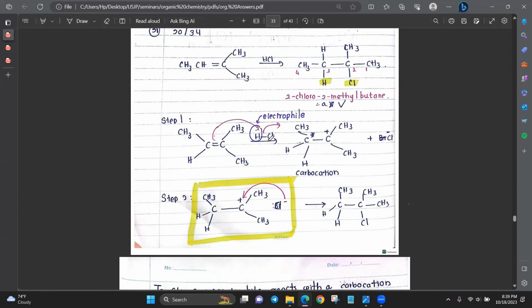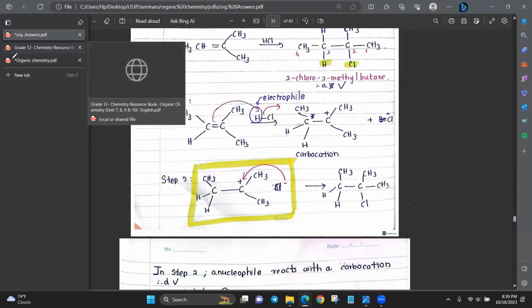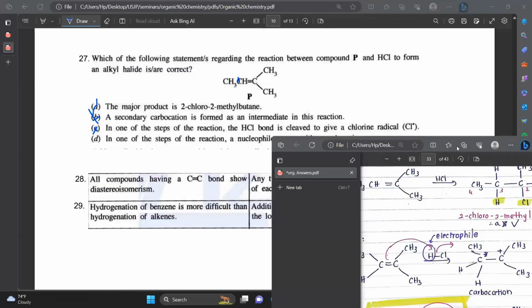Second step, now from this HCl, when the H goes, it will become Cl minus. Here Cl minus remains. Now this carbon is plus, no? So this Cl minus will come to neutralize the carbon plus and it will form this molecule. That is the second step. This is minus, this is plus. Minus is a nucleophile. Not nucleophilic addition, the nucleophile reacts with the carbocation.